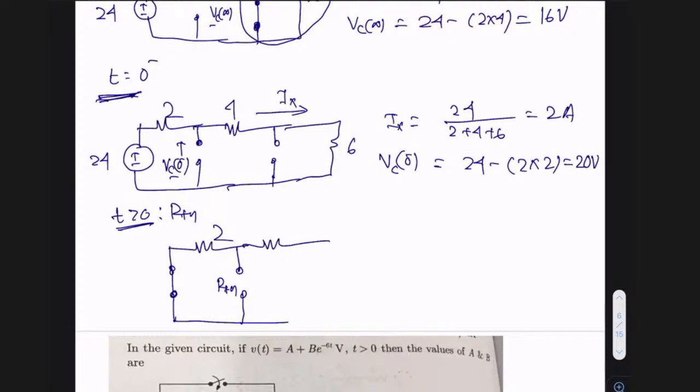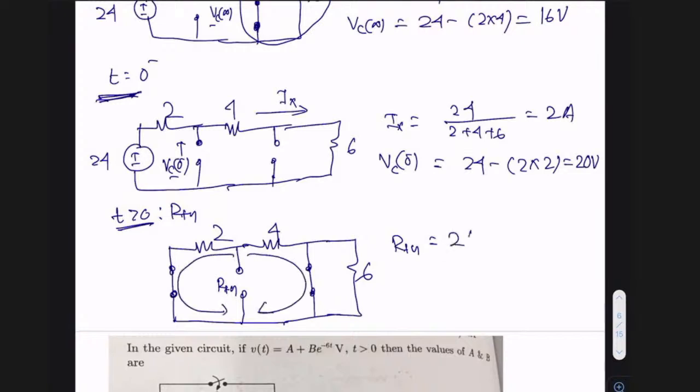And this is your 4. Because we are drawing the circuit for t greater than 0, the switch is definitely closed. And this is your 6. So this is your 4. So what is the value of RTH in this case? Naturally, there are 2 paths. One path is this one, another path is this one. So this is 2 parallel with 4, which is 8 by 6. 8 by 6 is 4 by 3.